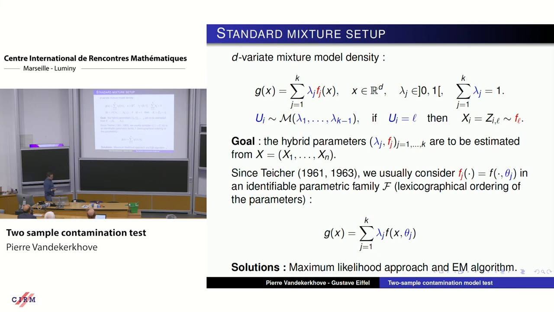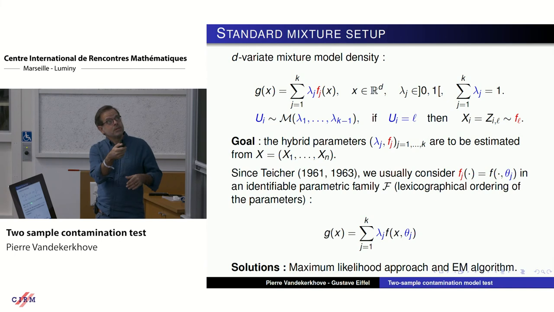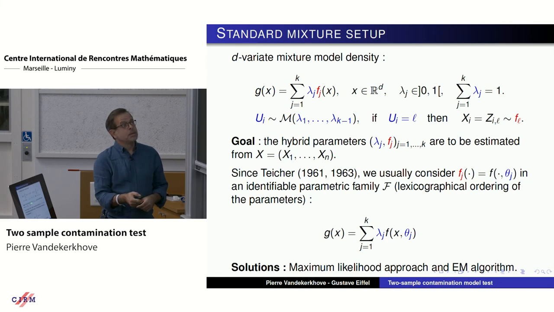So if you want to sample from this distribution, what do you do exactly? You first sample a multinomial distribution with these weights. If the result is equal to L, then you decide to sample according to f_L in your sum. This way you have K sources of randomness all together in a sample. And the goal is to estimate a hybrid parameter, which is the weights associated to the J components and the distribution of the component number J in the sum.